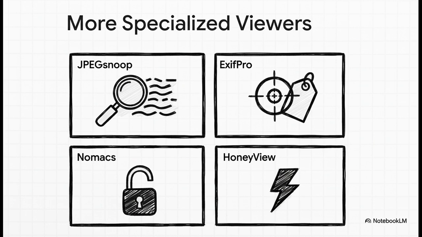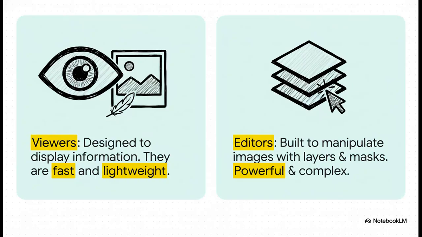If you need to get really technical, JPEG Snoop will let you decode every last bit of a file. EXIF Pro is laser-focused on just image properties. Nomacs is a great open-source choice, and Honeyview, that one's for you if you just want something super fast, super clean, no fuss.